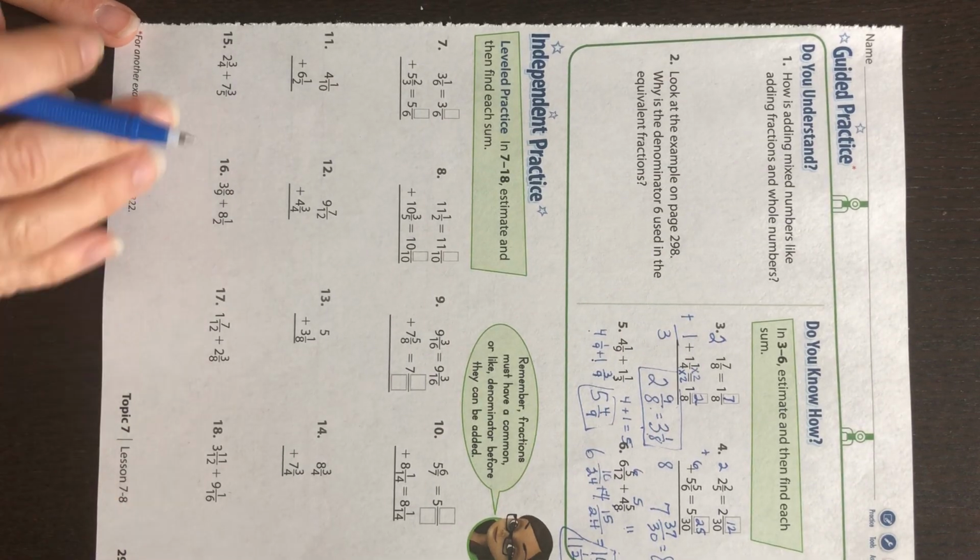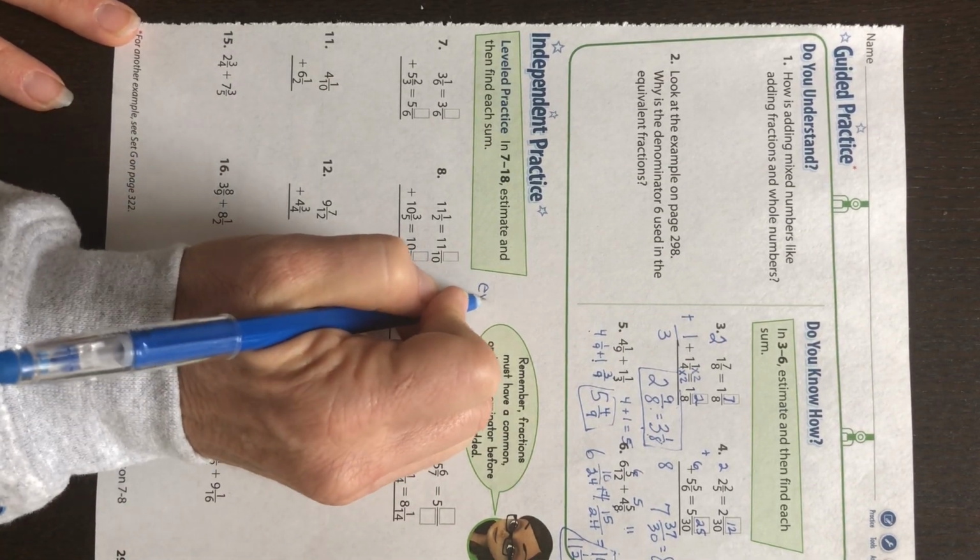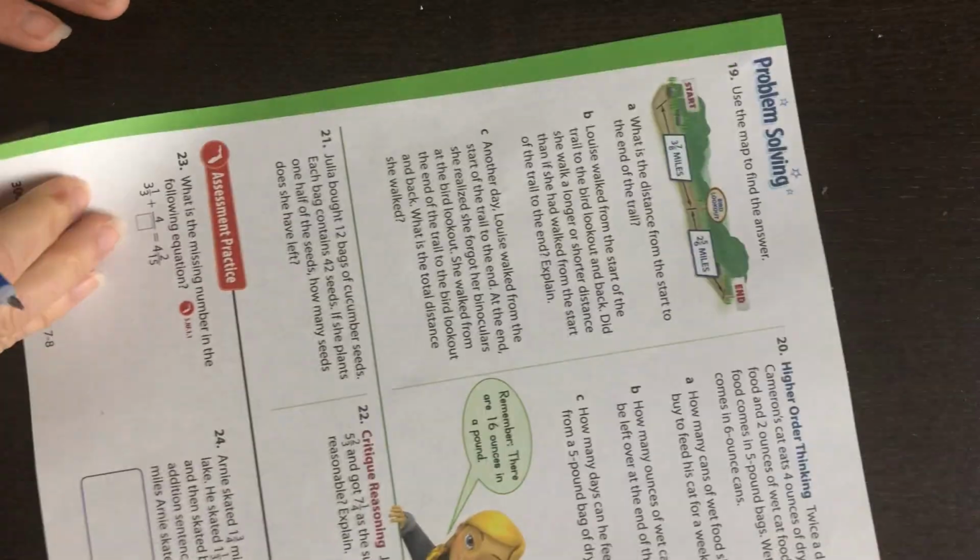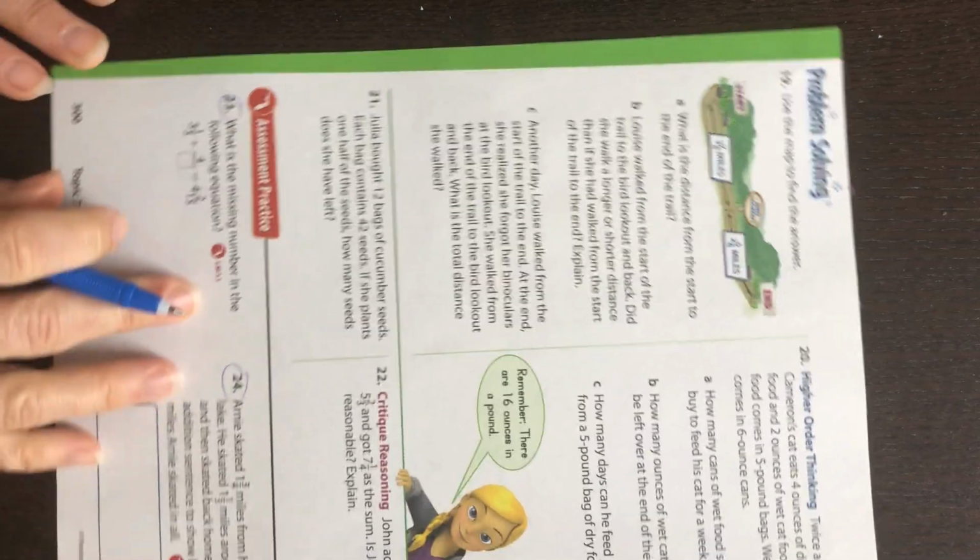Okay, you're going to do 7 through 18 even again, and 23 and 24 on the back.